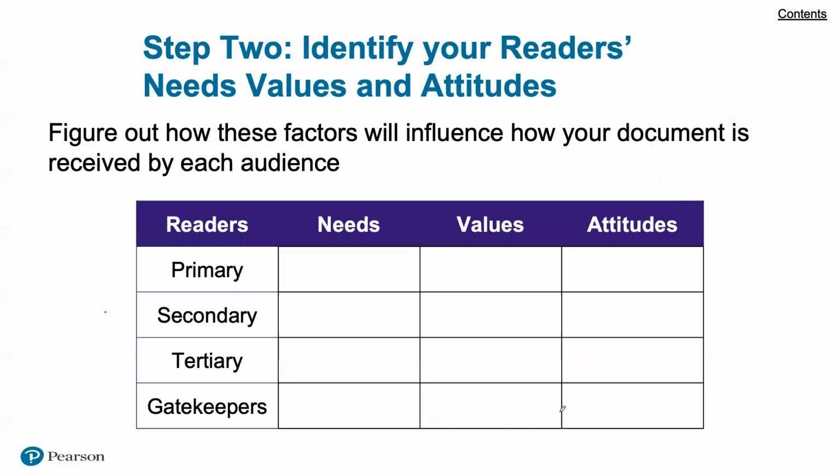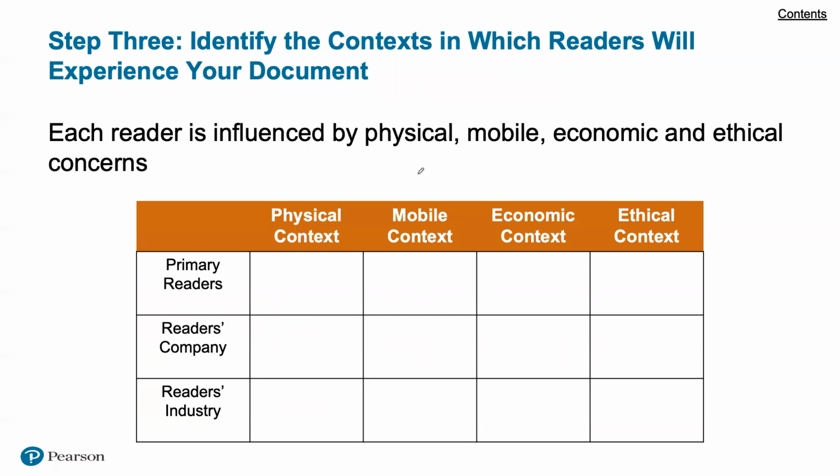So you want to identify your readers' needs, values, and attitudes. Here you can have, say, a table if you want to be figuring out these factors and how they influence your document. And if you see that things come up a lot in multiple of these categories, it's clear that you would want to act upon that.